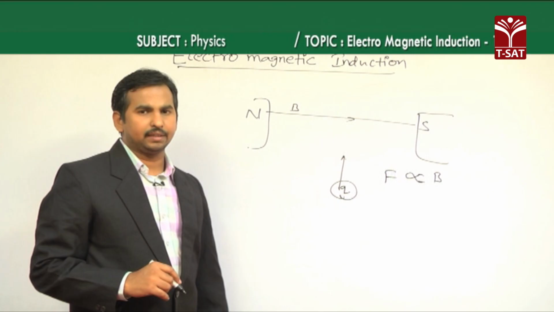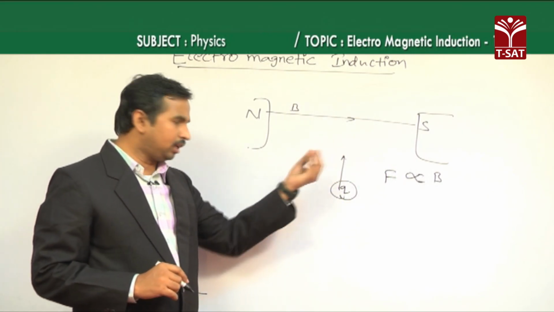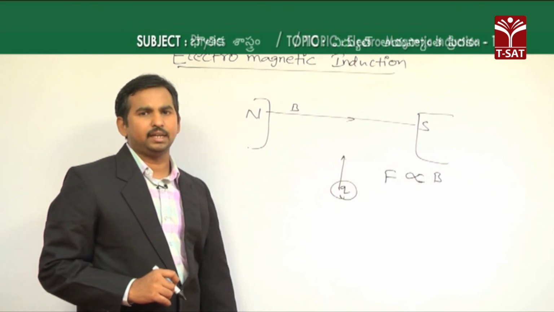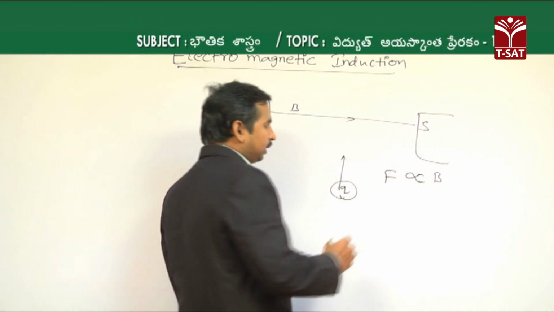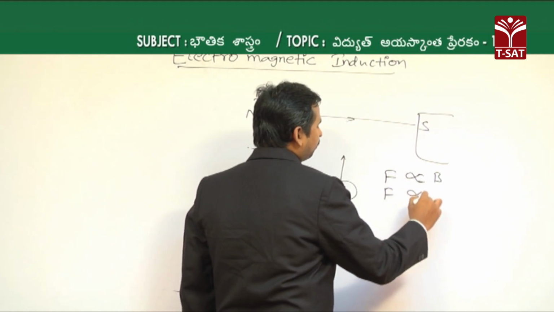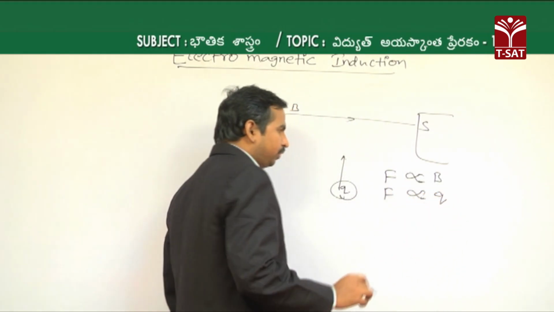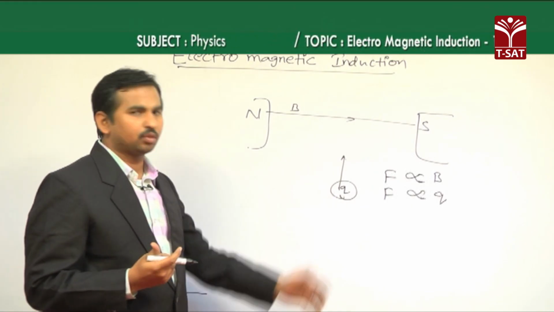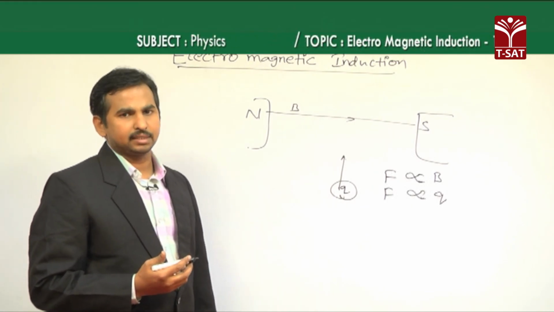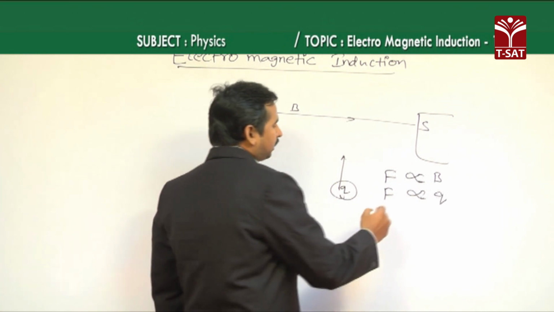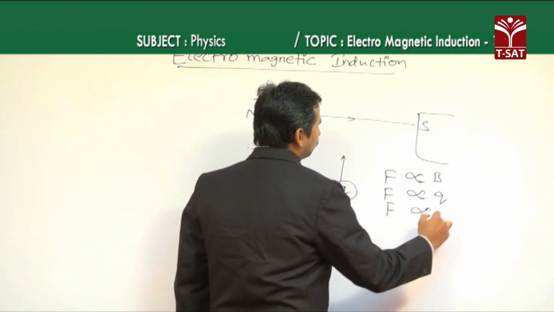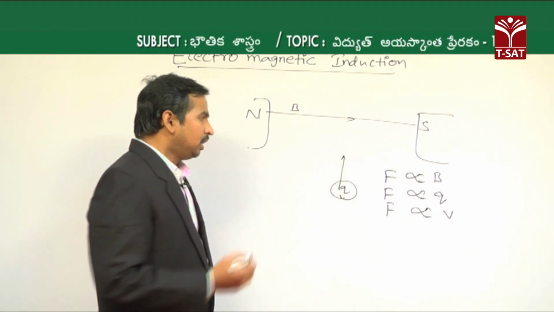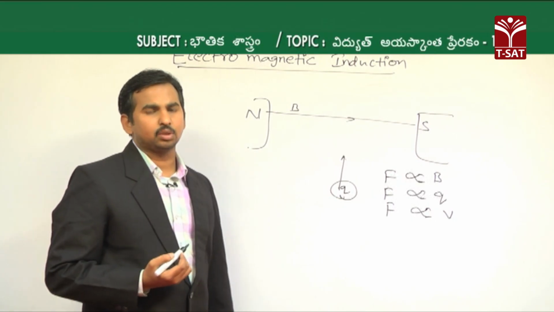That external magnetic field. The force which is acting on this charge q is directly proportional to the magnetic field strength. And not only that, this force is directly proportional to the magnitude of the charge we are taking. The more charge you take, the more the force acting there increases. Another important factor is that F is directly proportional to the velocity with which the charge is moving. It means the force acting mainly depends on three factors.